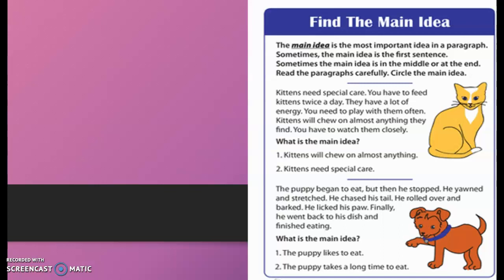Does this paragraph talk mainly about kittens chewing on almost anything? No, I only see where it says it once. What about kittens need special care? Well, it says they need to be fed twice a day. You need to play with them often, and you need to watch them closely. So I think that it is going to be kittens need special care.